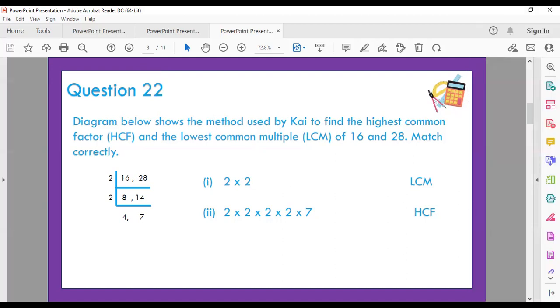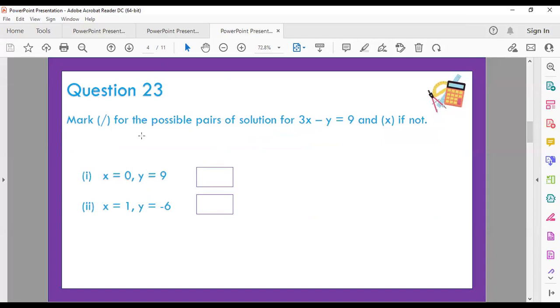All right, next question, question 23. Now, guys, mark tick for the possible pairs of solution for 3x minus y equals to 9 and x if not. So if the solution is not possible, then you cross it off. If there is a possible pair, then you put a tick. Now, look at number 1, x is equals to 0, y is equals to 9. Guys, you got to put in these values into this equation and see whether it turns out right or not.